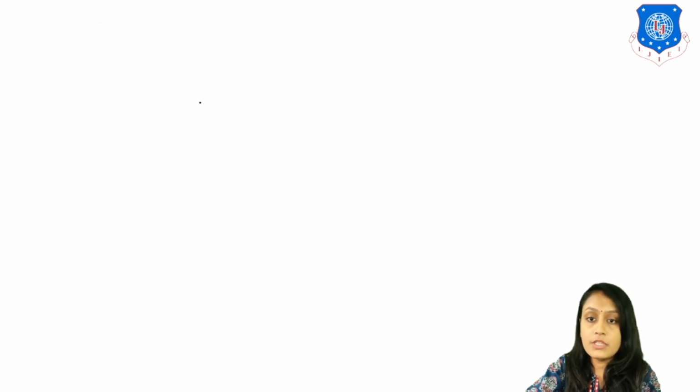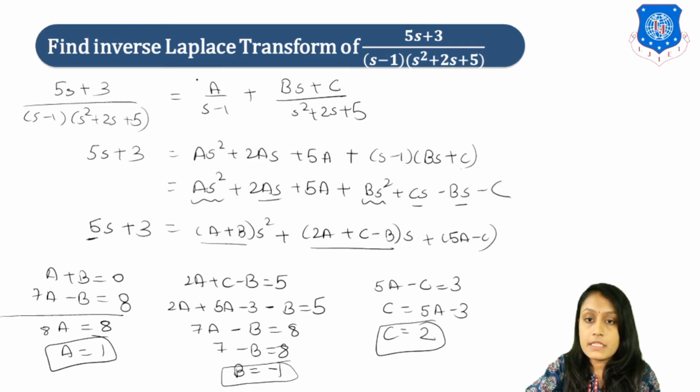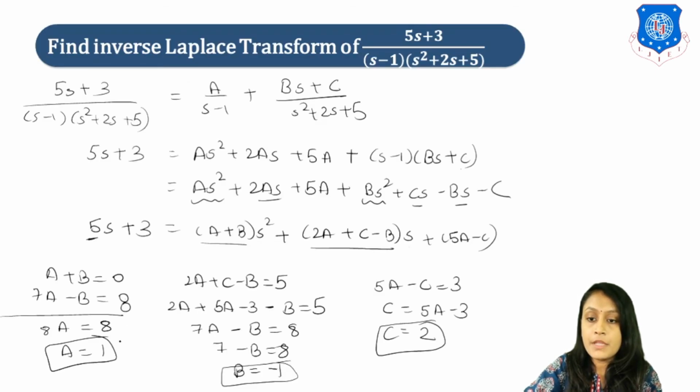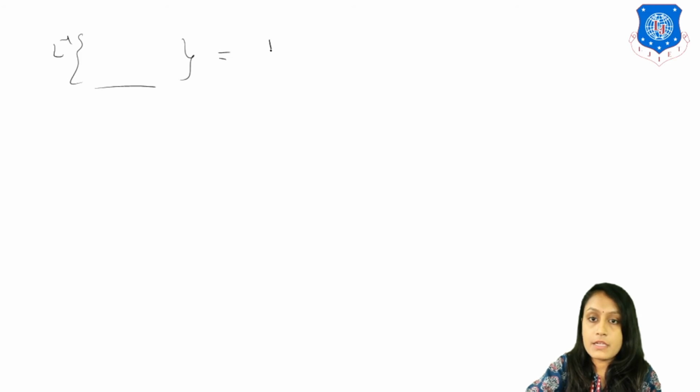Now we have to substitute the answer of a, b and c over here, and then we have to find Laplace inverse. So in place of a, firstly we'll substitute 1. So we have the Laplace inverse of this question is equal to, answer of a is what? 1. So 1 upon s minus 1, plus this denominator.